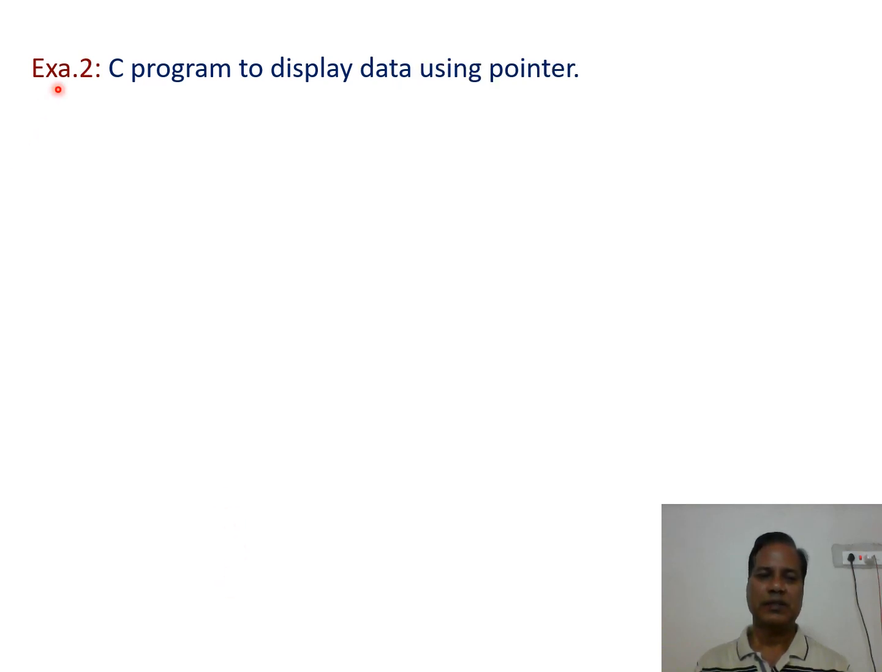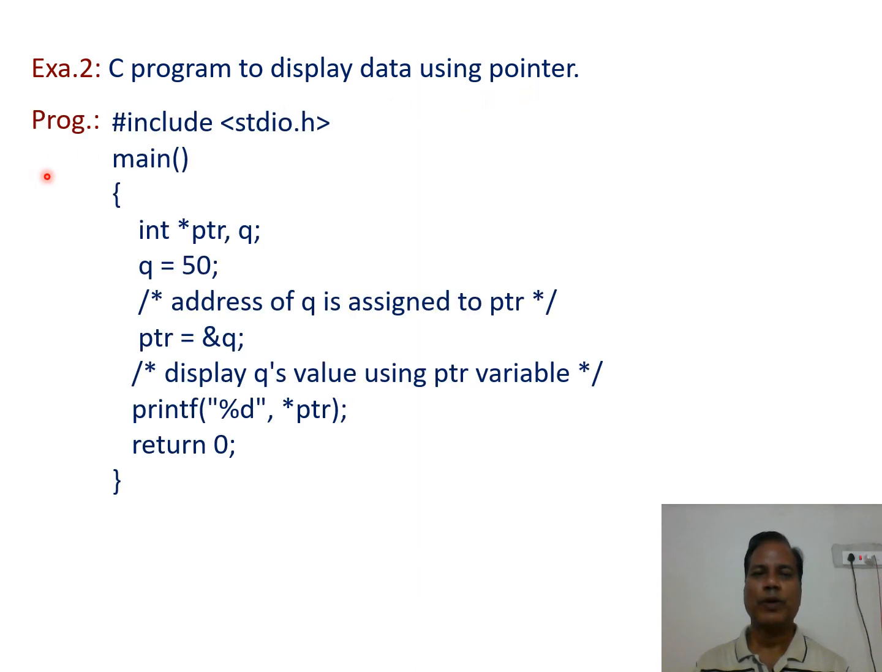Let us see the second example. C program to display data using the pointer. How to display the data? The program is like this one. First statement of the main function: int *ptr, q;. Using this statement we declare the integer pointer ptr and the integer variable q. Next statement, 50 is assigned to the integer variable q.